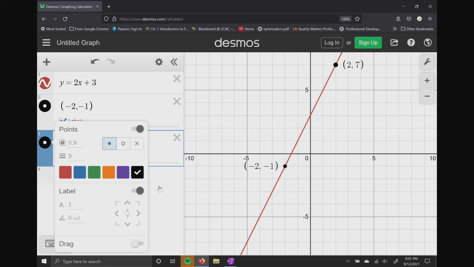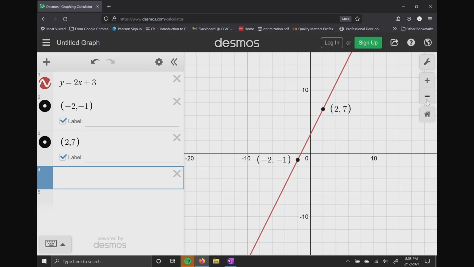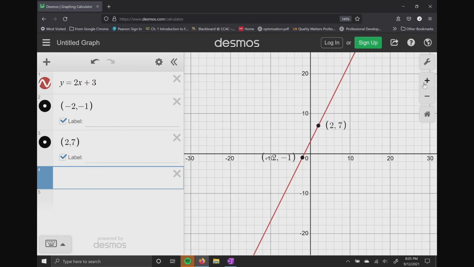So let's change it to black. There you go. Now, off to the right-hand side, you have the plus and minus signs. Those are just zoom buttons, so you can zoom in, you can zoom out.